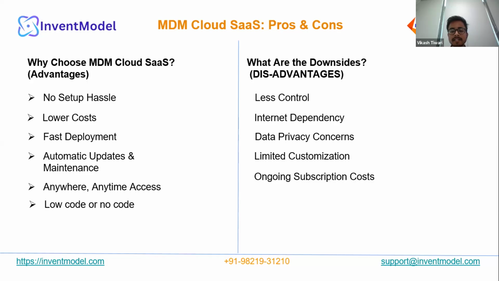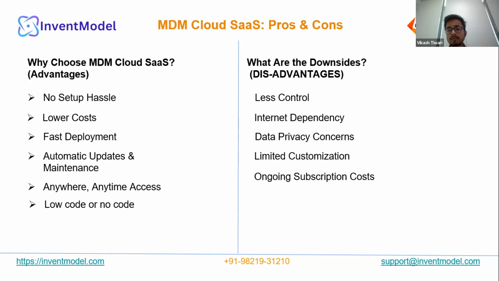And automatic updates and maintenance means we do not have to worry about updates, security patches, or bug fixes, because Informatica takes care of all these things. You do not have to hassle with these things. Low code or no code means it is ready to use, because you do not have to code your transformation and everything, because the cloud is ready to do these things. You do not have to worry about that.